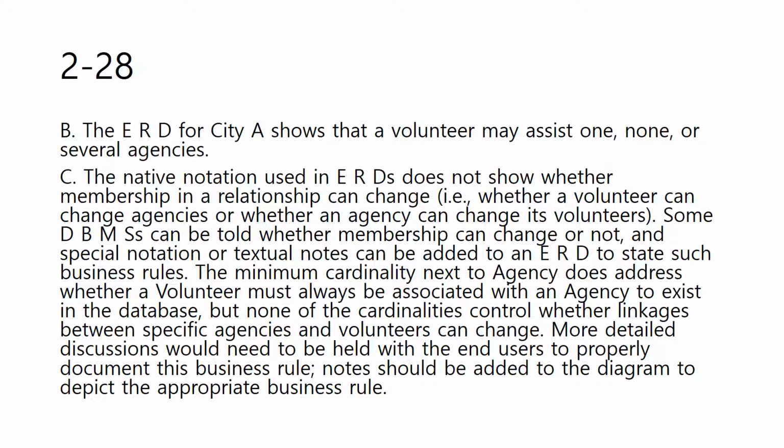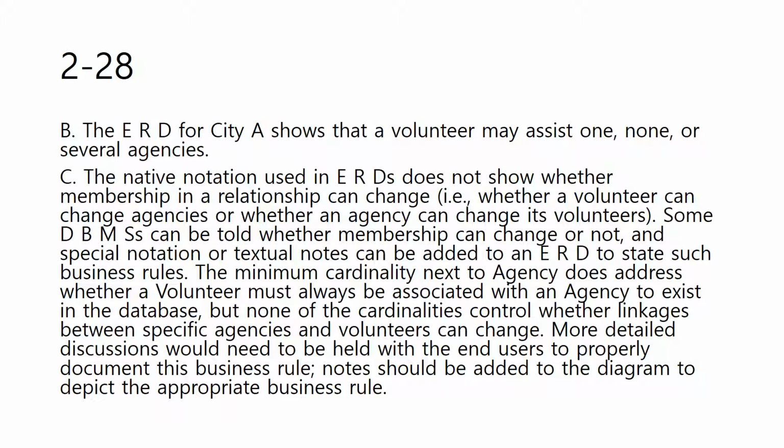The entity relationship diagram for City A shows that a volunteer may assist one, none, or several agencies. The native notation used in an entity relationship diagram does not show whether membership in a relationship can change, whether a volunteer can change agency, or whether an agency can change its volunteers.